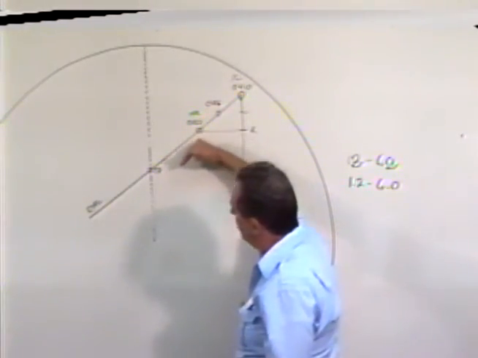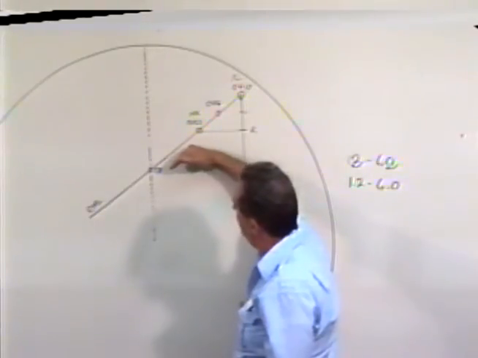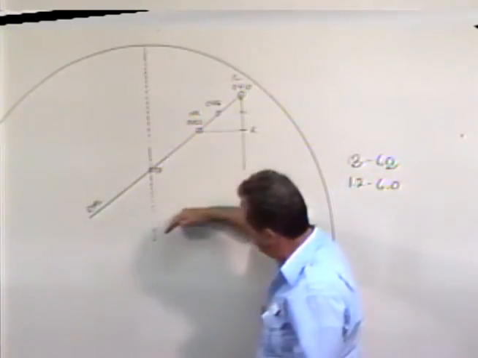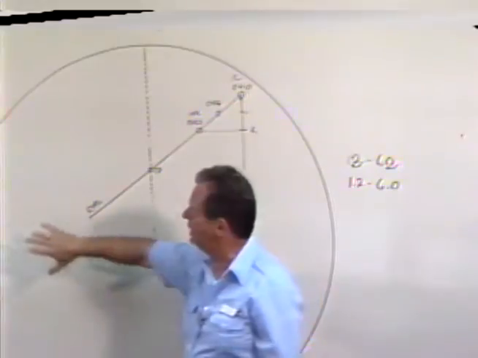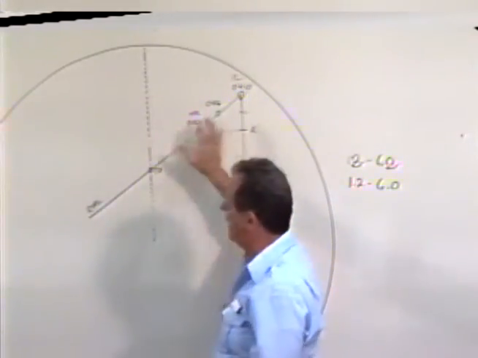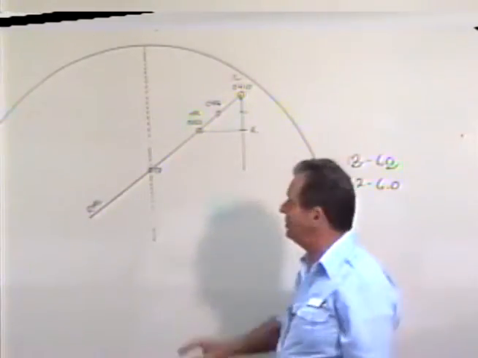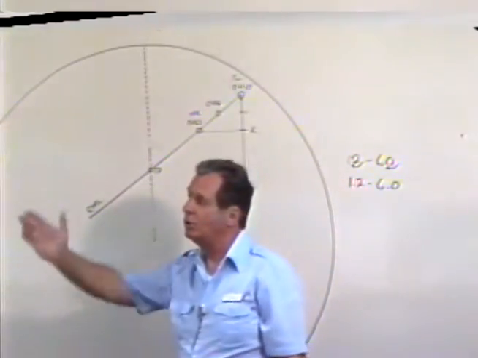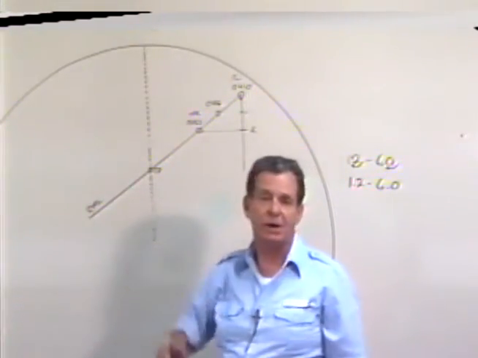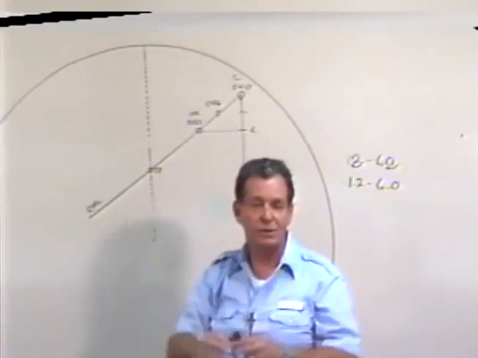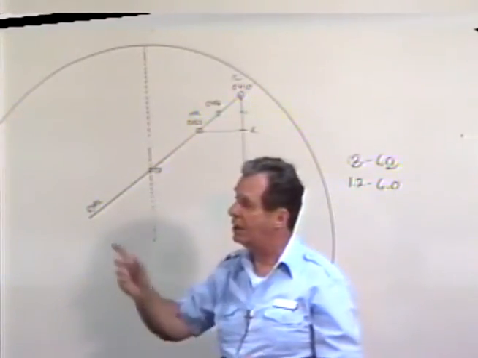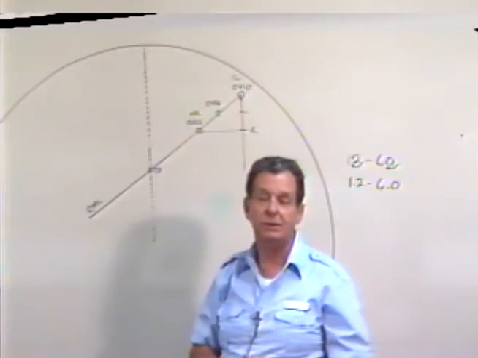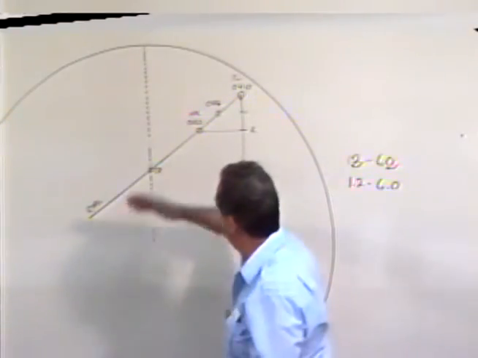Now, the relative direction. To find that, we must parallel this line down to the center. And remember that the radar plotting sheet is the same thing as what you would have on a chart. If you were laying off a course on a chart, you would have to bring that course down to a compass rose to get the true course. You must do the same thing here.